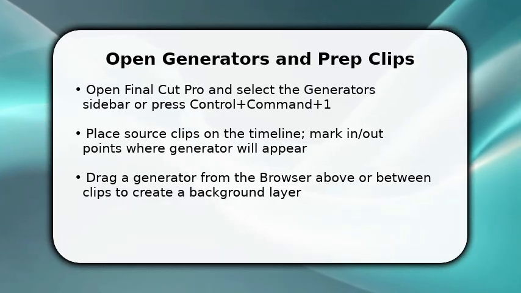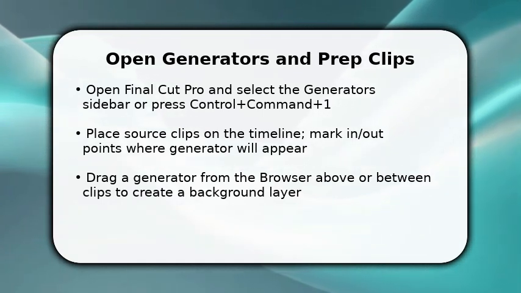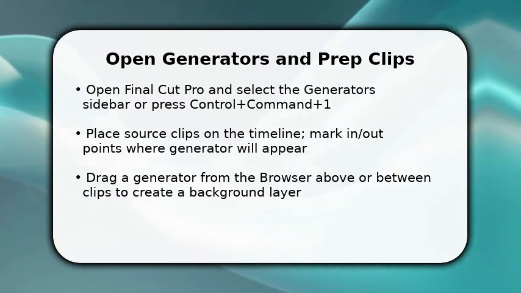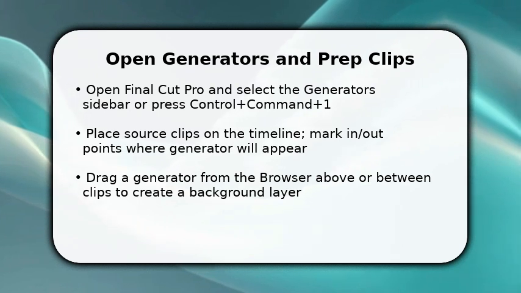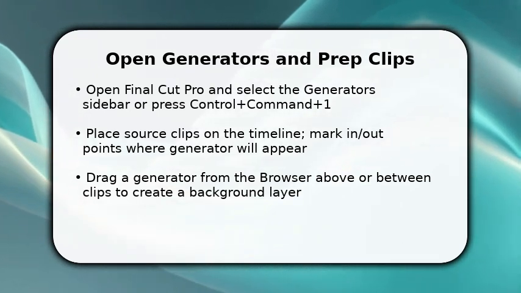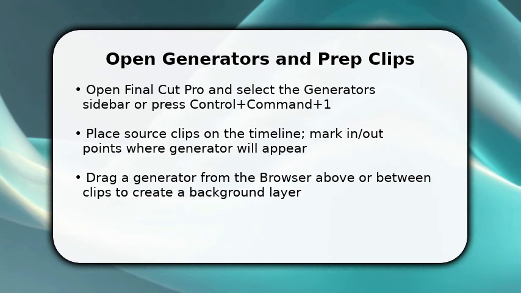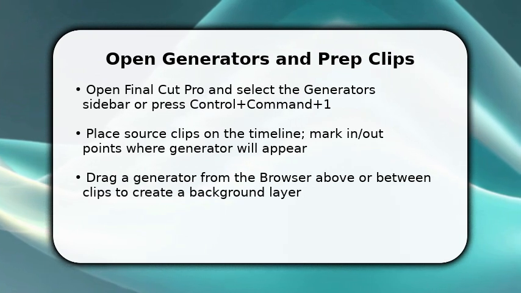You start by opening generators in Final Cut Pro and preparing the timeline. Select your footage and set in/out points so the generator aligns precisely where you need it. Once done, drag a generator from the browser into the timeline, either above clips as an overlay or between clips as a background. Make sure to choose a generator that matches the mood and aspect ratio. This saves time adjusting later.